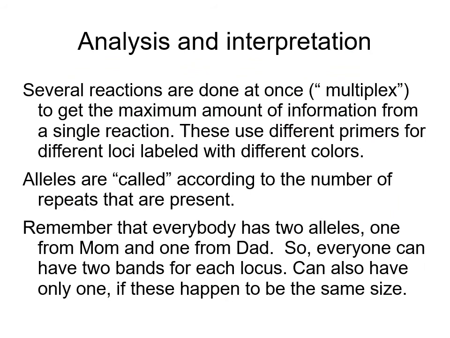Okay, in reality, you usually do several reactions at once, sometimes a really large number at once. That's called multiplexing. One way to do this is to have different colors of fluorescence so you can figure out which products came from which amplicon, etc. And the machine is able to call the allele according to the repeats that are present.